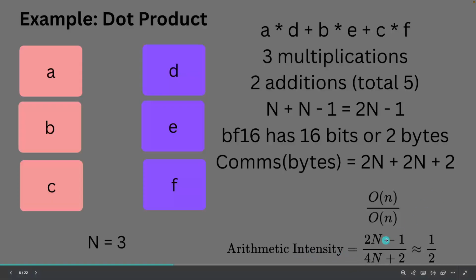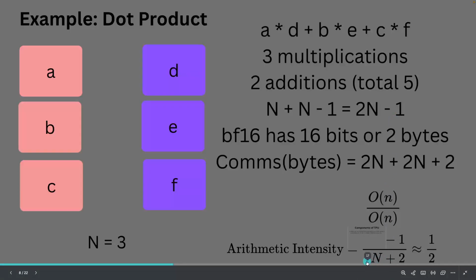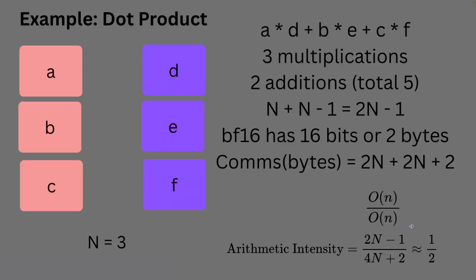So if you see the arithmetic intensity, this is 2n minus 1, which comes from here, the number of computation flops, and this is the number of reads and writes, which is equal to 4n plus 2. And this materializes into about 1 by 2. The worst part here is it is always constant. So no matter if you increase your bandwidth or you increase the computation flops of your accelerator, this is not going to be affected by that, because the arithmetic intensity is constant.